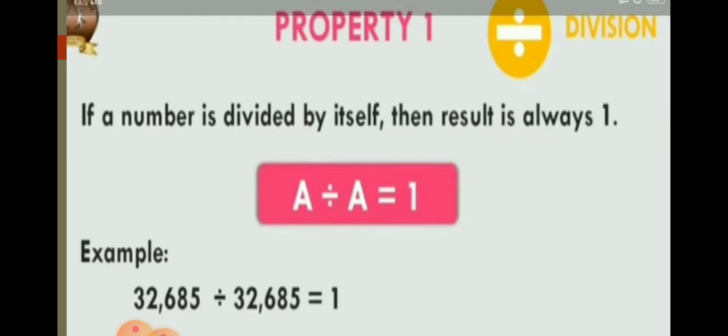Now let us take a look at properties of division. Property 1. If a number is divided by itself, the result is always 1. You can assume a as any number, you can see a divided by a gives us 1. You can look here with the help of an example. Our number is 32,685 divided by 32,685 and you can see the result is 1.